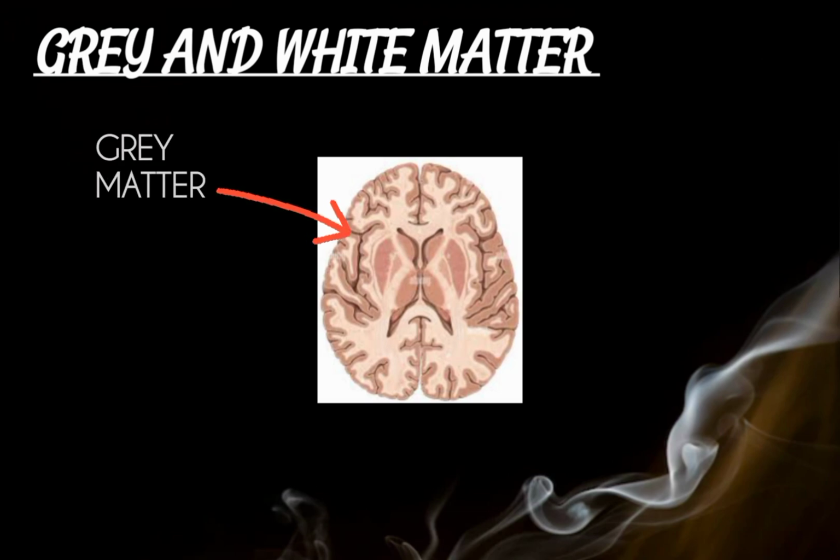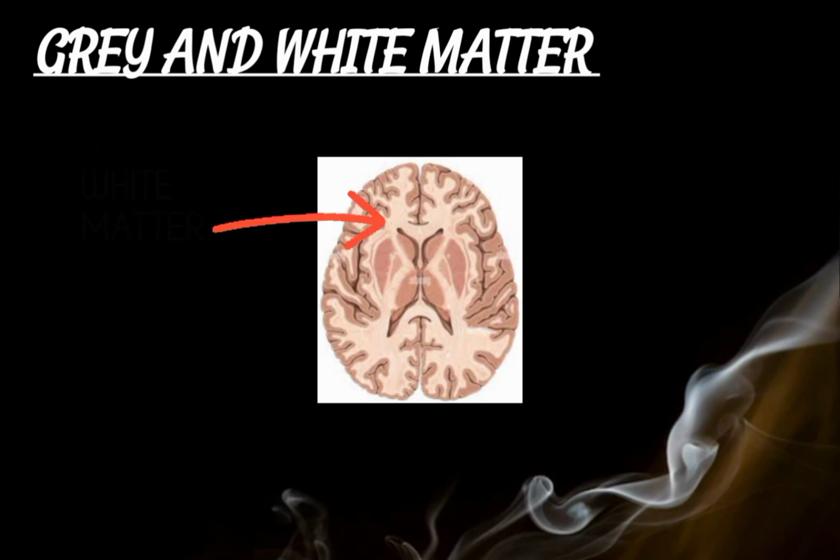The gray matter appears to be gray in color or light pink in color because of the presence of the capillaries, blood vessels and the neuronal cell bodies in it. And if we talk about the white matter, the white matter appears to be white and light in color because of the presence of myelin in it.